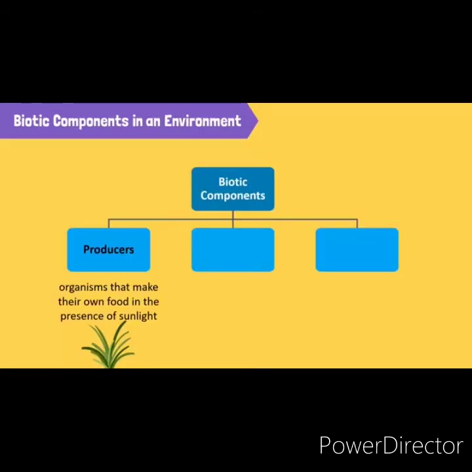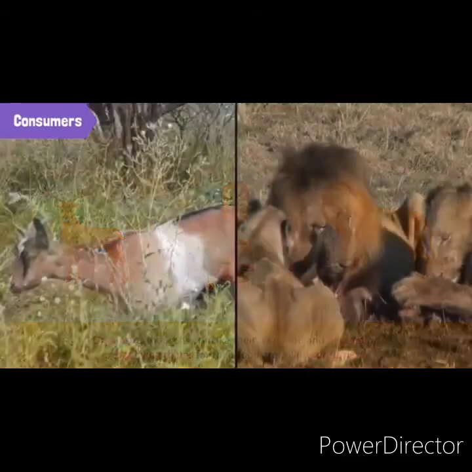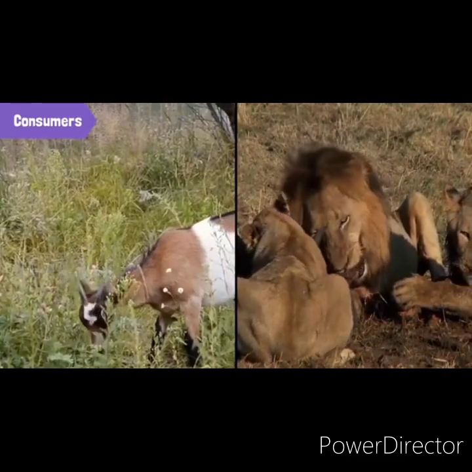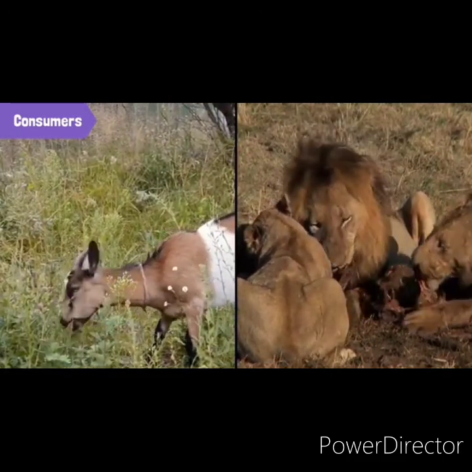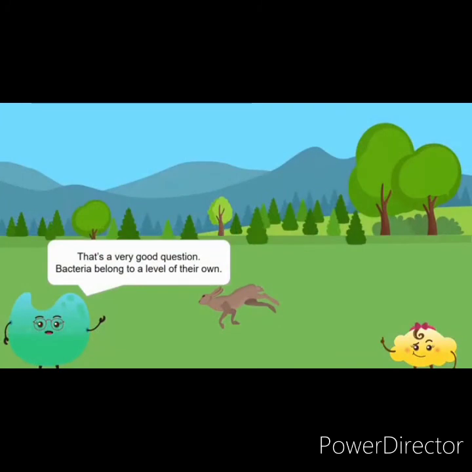They need to eat plants and animals, which brings us to the next level, consumers. Animals and humans that cannot make their own food and depend on other living things are called consumers. Consumers include all living things that eat plants or other animals. Oh, does that include bacteria? That's a very good question, Bubbles. No, bacteria belong to a level of their own.